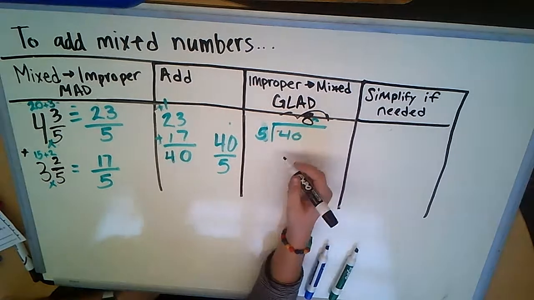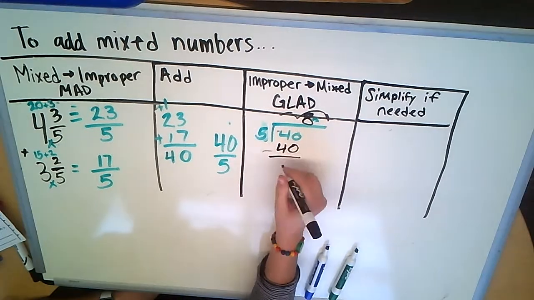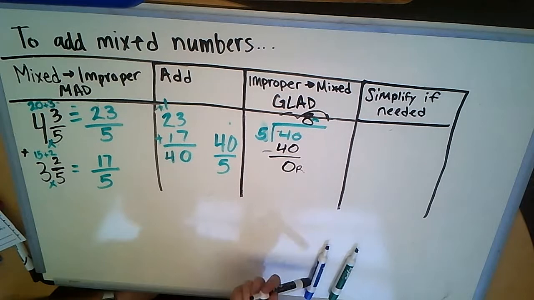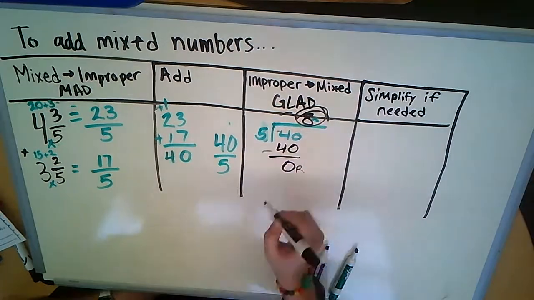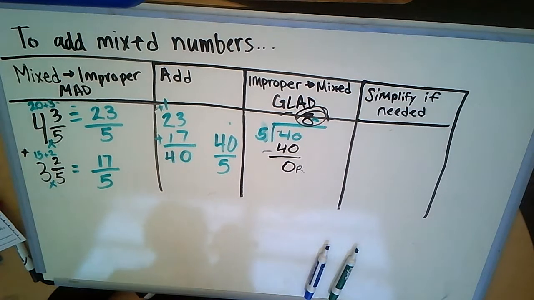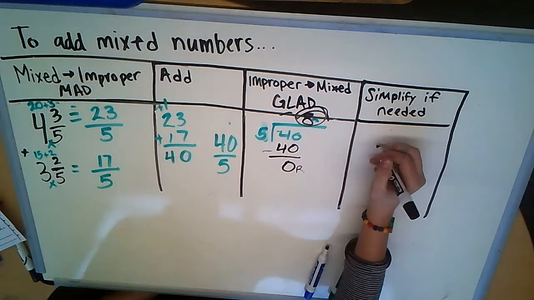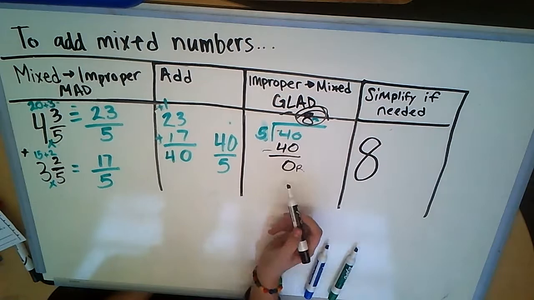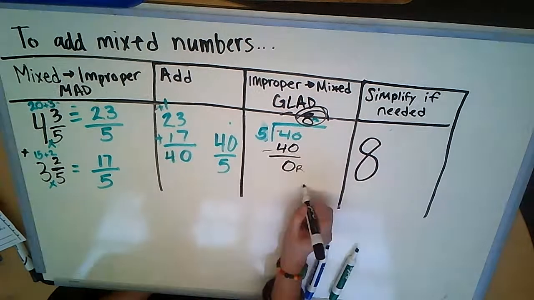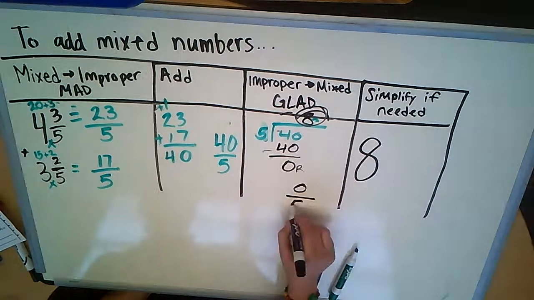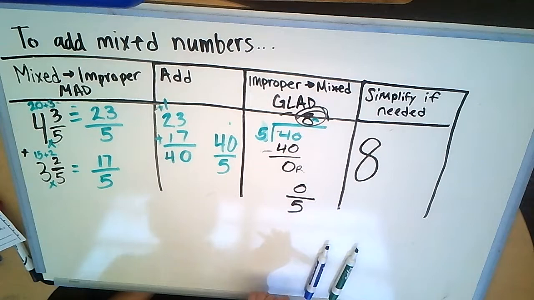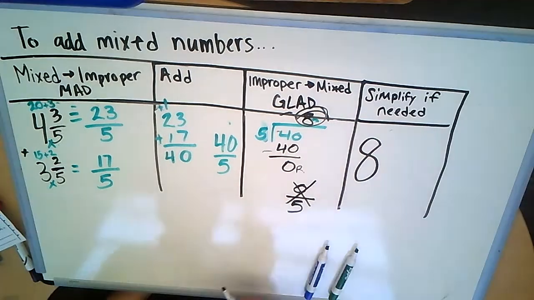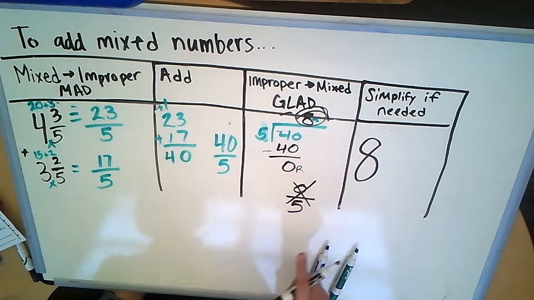5 times 8 is 40. Subtract and we get 0 left over. This is our remainder, but we don't have one since it's 0. The top number I always circle to remind myself is the whole number. So 8 is our whole number. And we won't have a fraction. If we were to put a fraction there, it would say 0 over 5. If we have 0 over 5, that's nothing. It's 0. Okay, so we don't need to add that. So our final answer for number 9 is going to be 8.